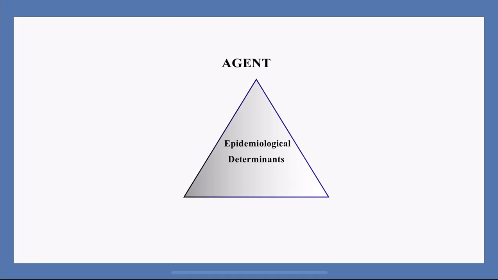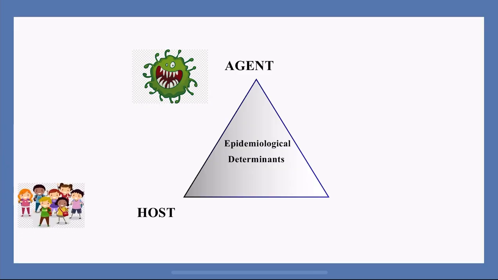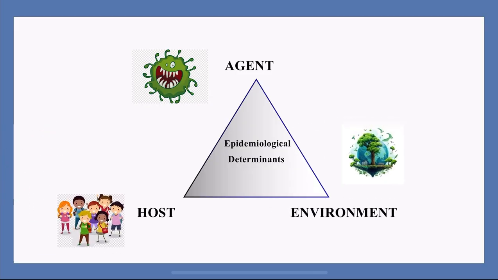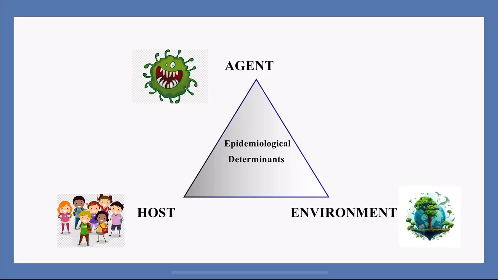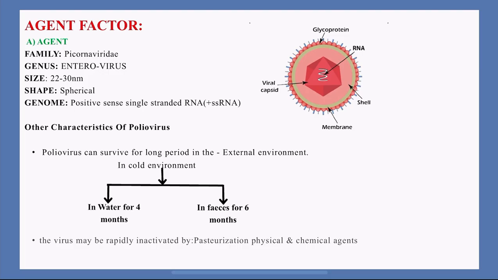To begin with, the epidemiological determinants form a triangle consisting of the agent factor, host factor, and lastly the environmental factor. Is it clear? Agent, host, and environment. Let's start with the agent factor.